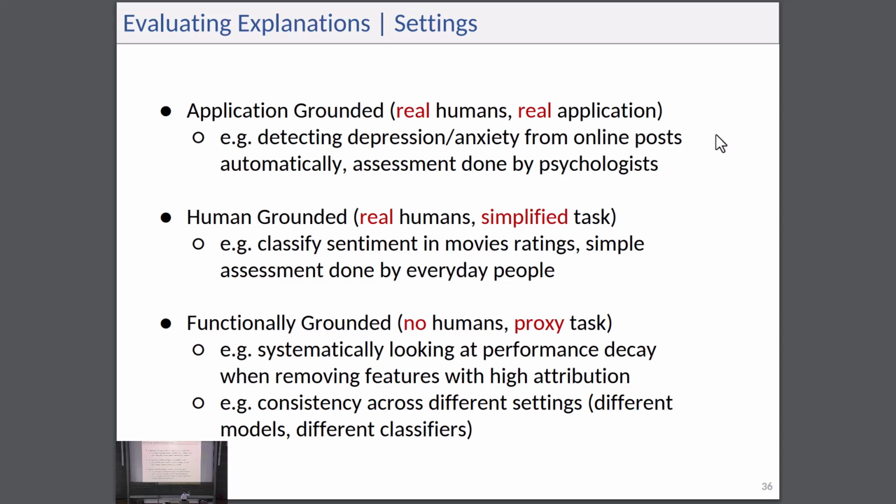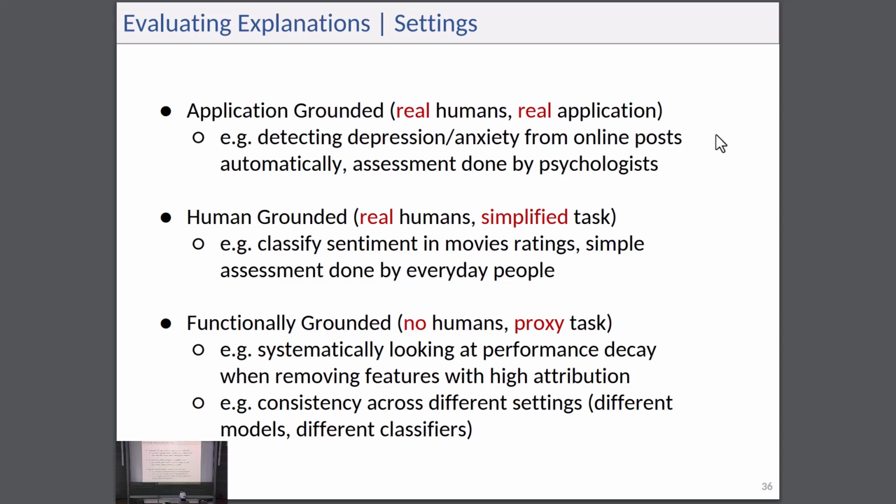Human grounded is exactly the same thing, but for simplified tasks. So we don't need experts anymore. Now we can just, for instance, look at a sentiment analysis task with movie ratings. And well, any one of us, I guess, can tell whether an explanation from the model looks plausible on why a movie is good or not.